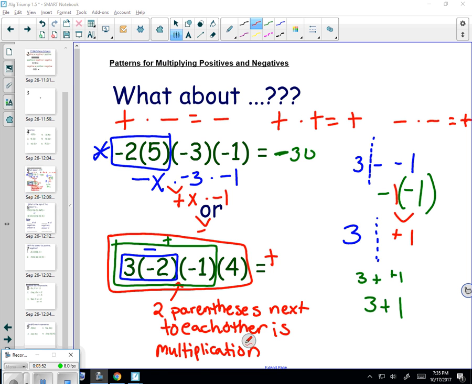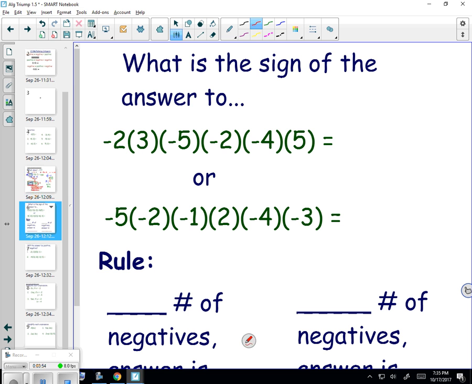Let's have you look at a couple. What's the sign of the answer to this problem? Well, let's remember our pattern. Positive times positive is positive. Positive times negative is negative. We could switch it. Negative times positive is negative. It's commutative property. And finally, negative times negative is positive when we're multiplying. Remember, addition is different.